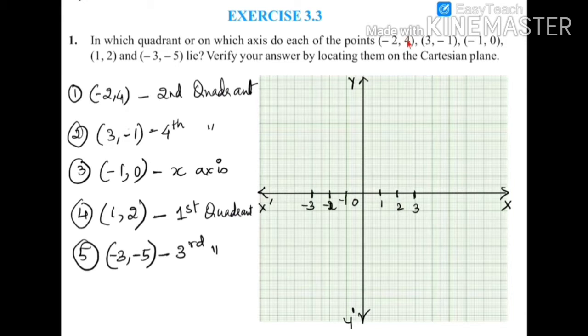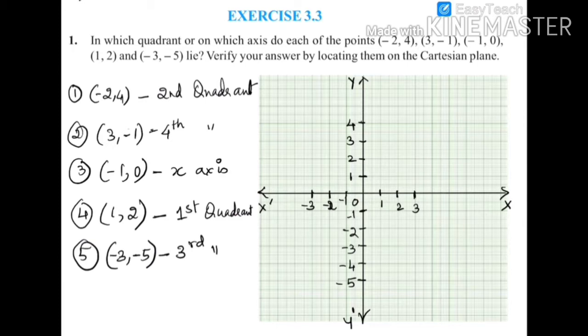Then we will look at the y coordinates. So the largest number is 4 and the least number is -5. So your numbers on the y-axis should range from 4 to -5.